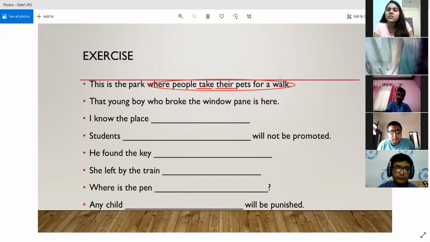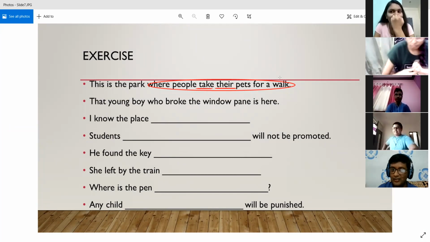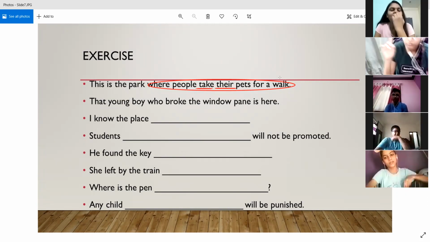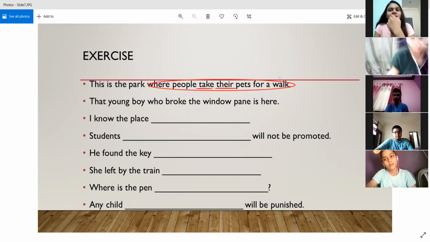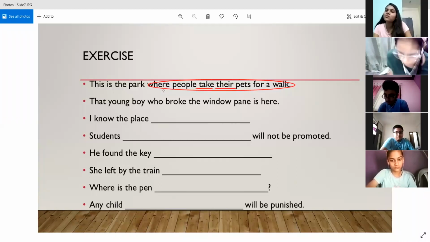Okay, so that young boy will be the adjective phrase. What did you say? I think it is a noun phrase, that young boy. What will be the adjective clause, Angel? Who broke the window pane? Yes, who broke the window pane is the adjective clause over here because it will describe that young boy.